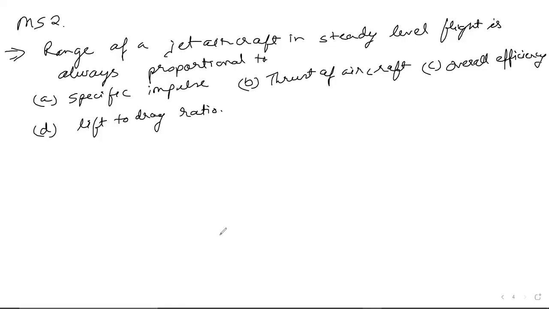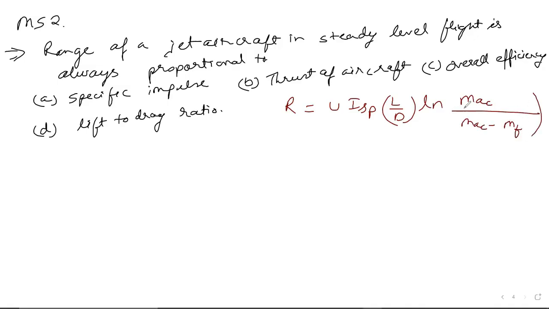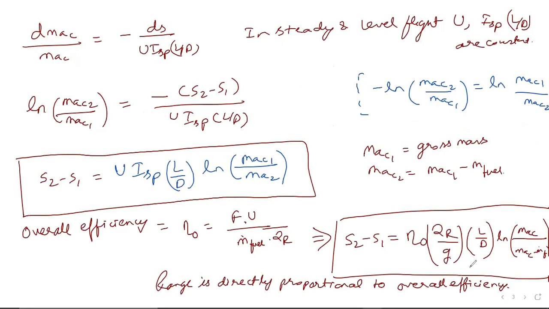A, C, then A, C and D. Okay, all the options are correct. Every option is correct. See, what is the formula? Range is equal to u Isp L by D ln of mac upon (mac minus mf). This is the formula, right? So range is proportional to Isp, that is correct. Eta naught is also there. Two formulas were there.